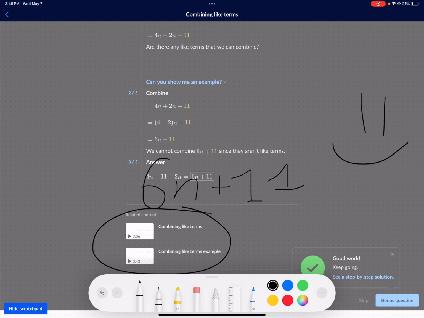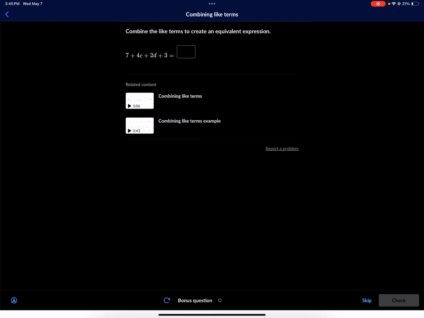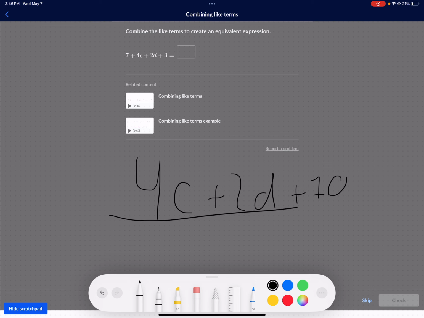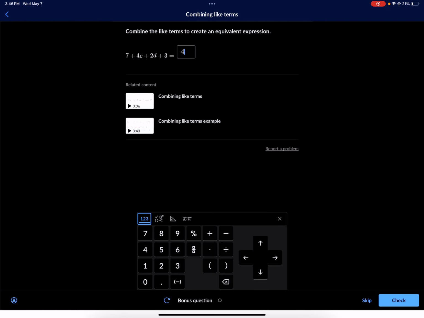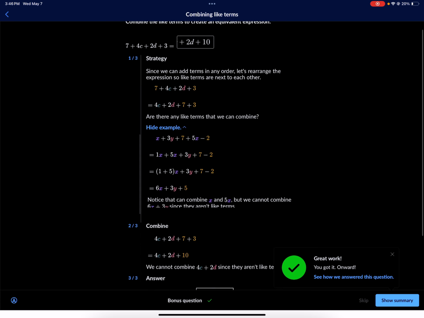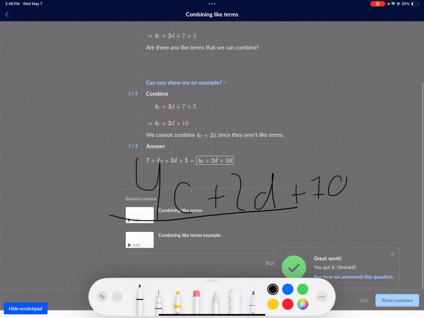Happy studying. Okay, bonus problem. I'll let you guys take a crack at this by yourself, and then we'll go through it together. Okay, the answer here is 4c plus 2d plus 10. So 4c and 2d, these are alone, and then 7 plus 3 is 10. So that's our answer. 4c plus 2d plus 10. Not 11, 10. If you got that right, good job. Here's an example, here's the videos, and happy studying.